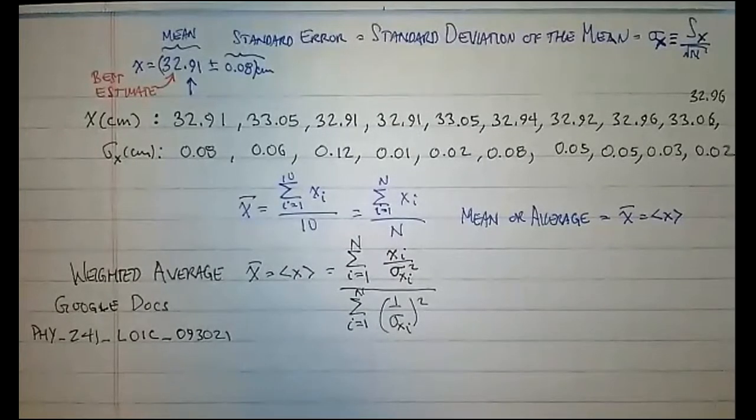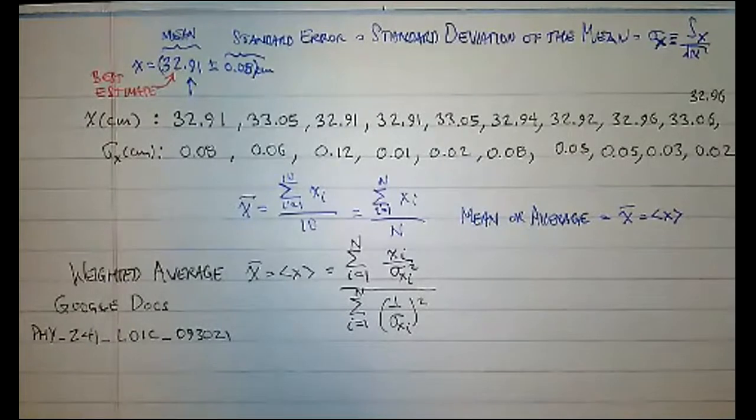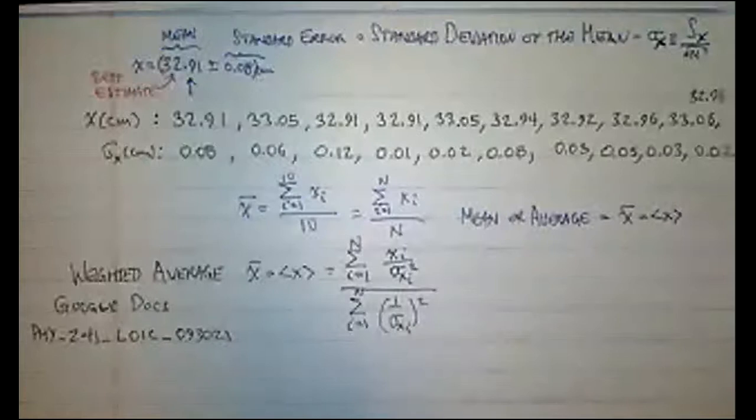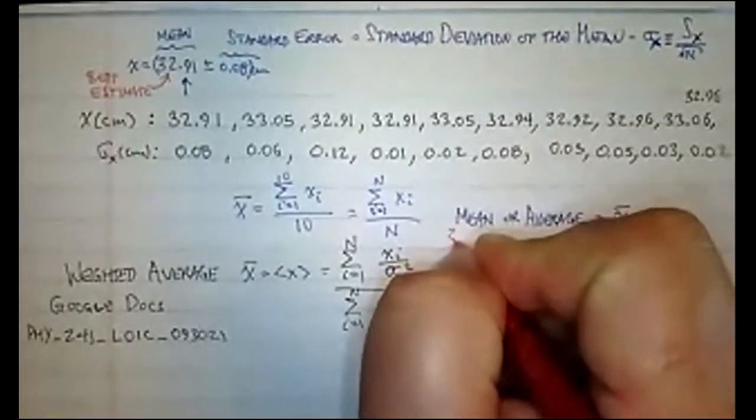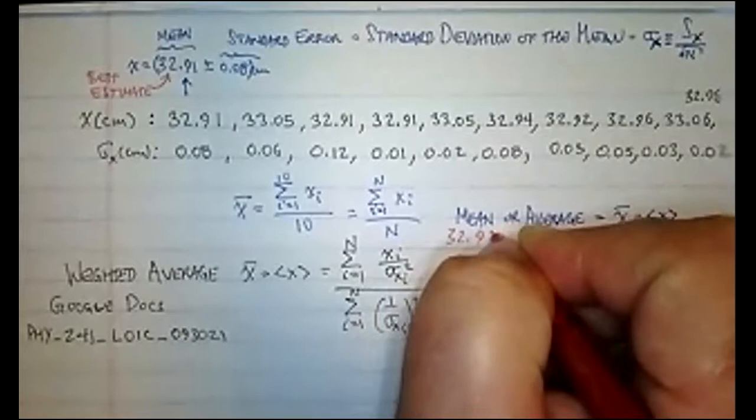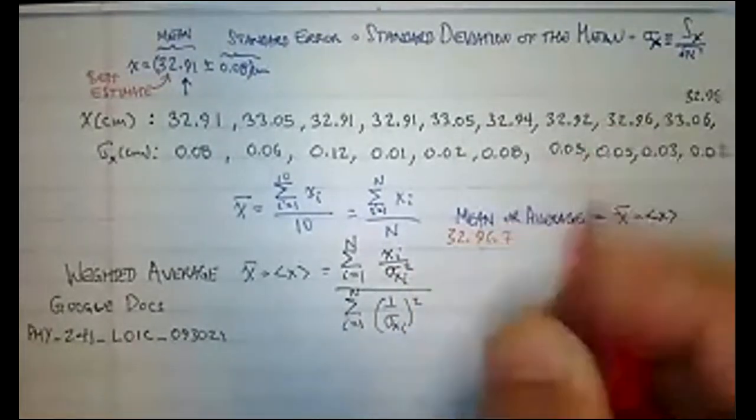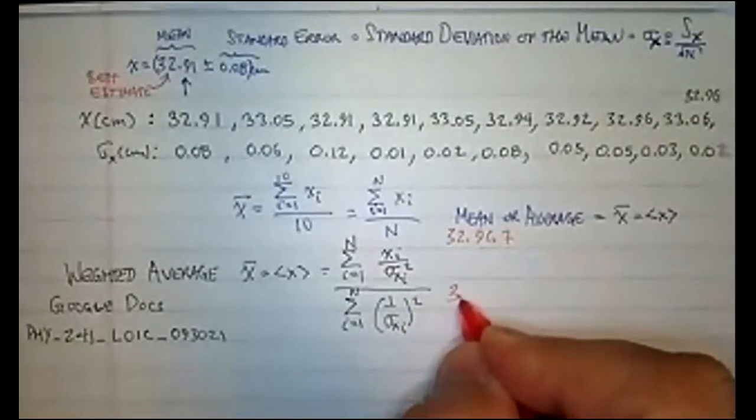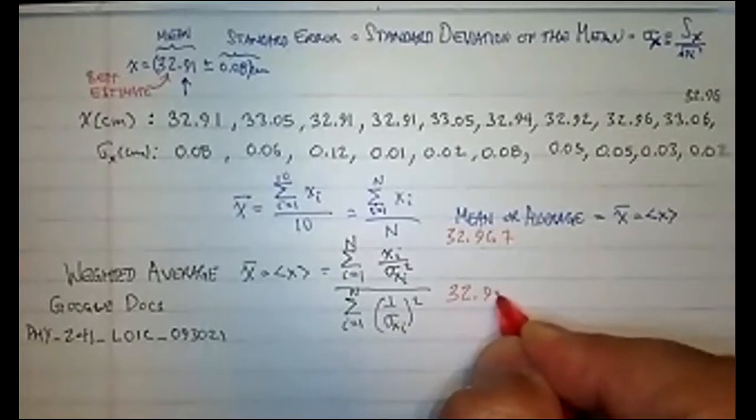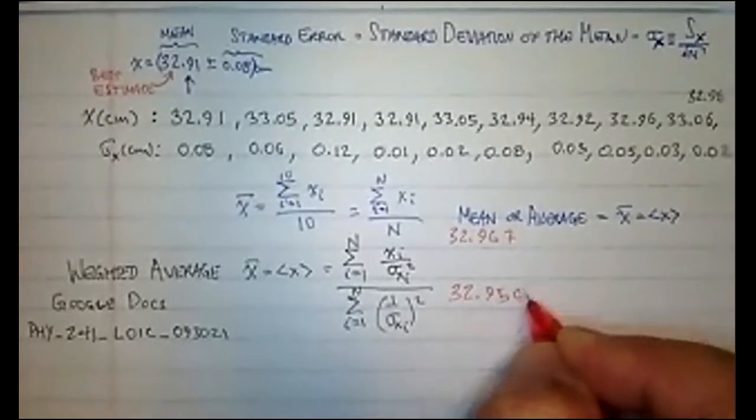See the 32.91? I could fill it in as the mean, which is what I did first, and I got 32.967. Or I could fill it in as the weighted mean, which I did by getting 32.95. So let me just write those down. This was 32.967, and this was 32.95. I believe I know the next digit was 0.